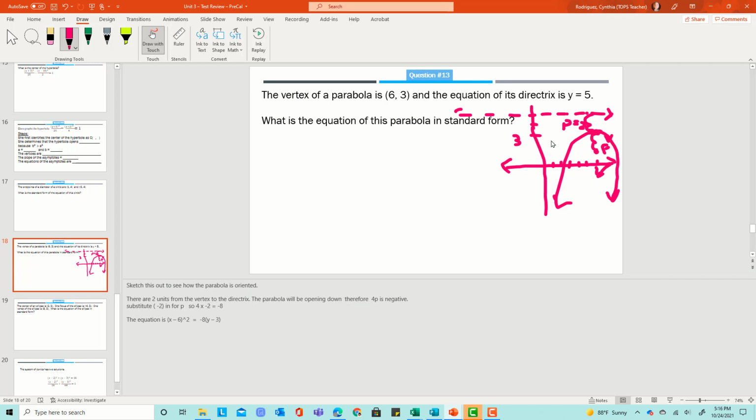All right, because it's pointing down, P is going to be negative. So instead of positive 2, P is equal to negative 2. We're starting at the directrix and we're going down.